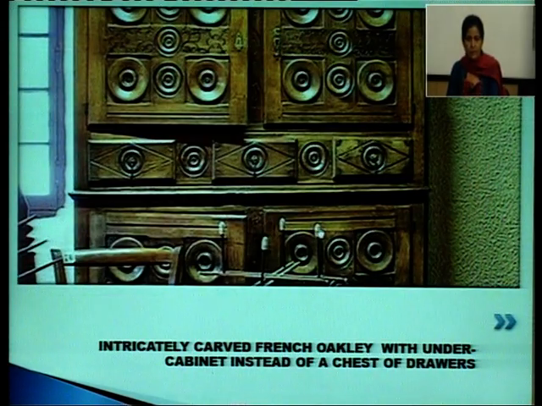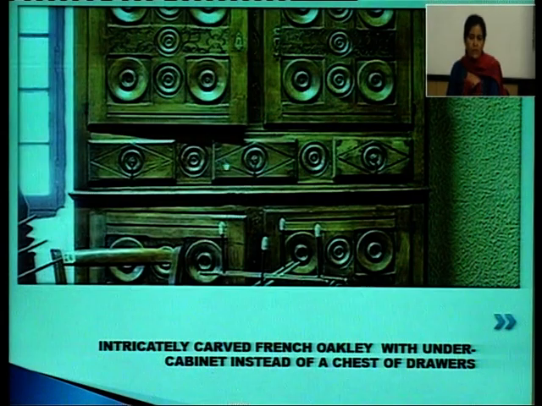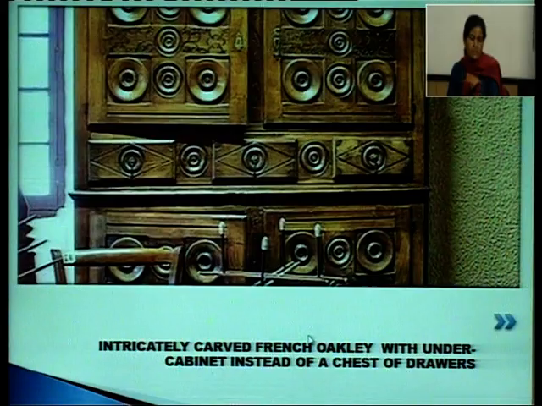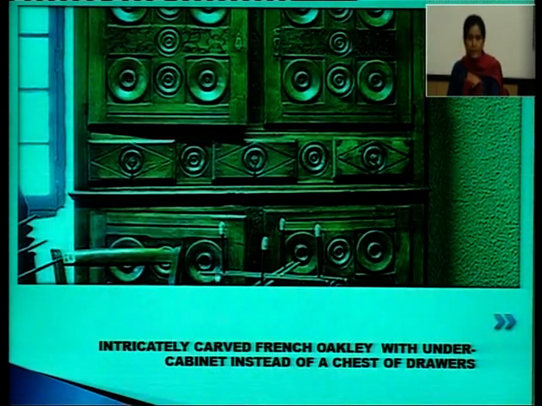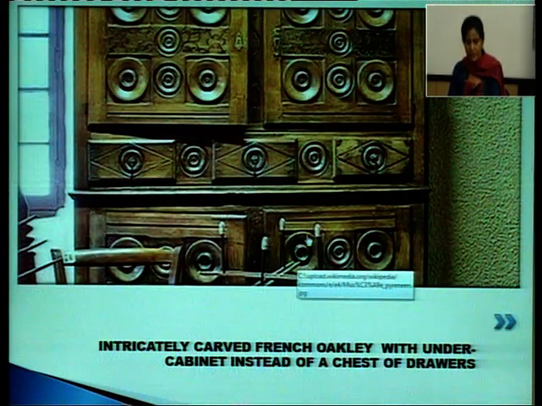This is a picture of intricately carved French oak wardrobe with under cabinet instead of a chest of drawers. Originally, chest means the drawers which are provided below a particular shelf, but here in this case, the shutter of this wardrobe is intricately carved and gives a very good impression, and below this counter, instead of chest of drawers, under cabinets are provided with two shutters.